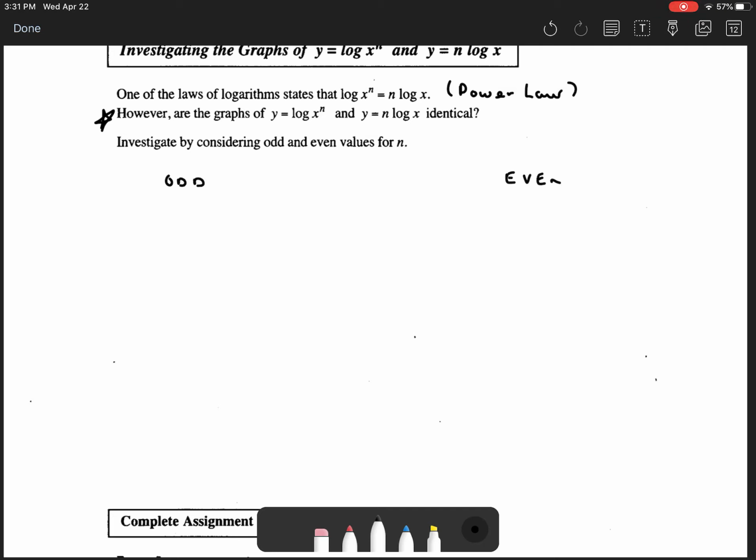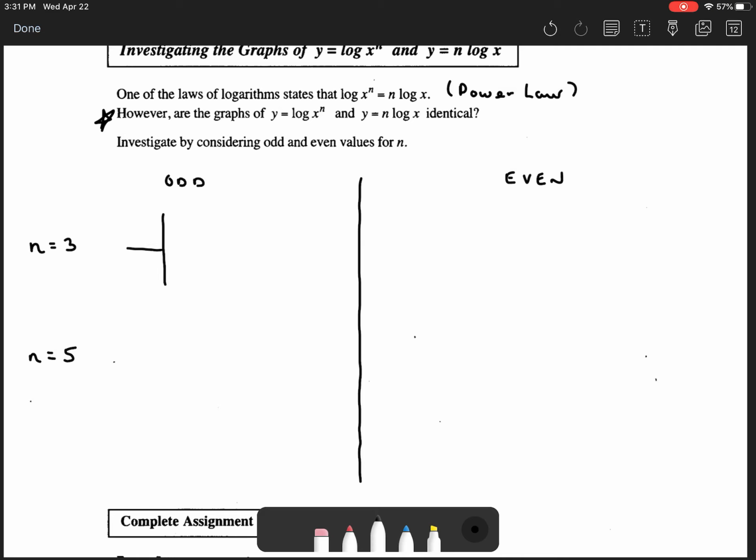So they give us a little tip here. Investigate by considering odd and even values for n. All right, so what we're going to do is this. We're going to split our page into odd and even, like so. And what you can do is just draw a line right down the middle.